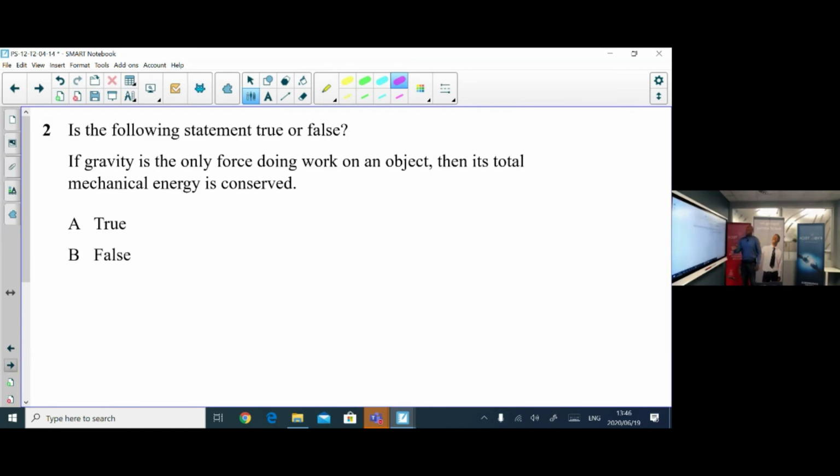Even this one, I will just try to move fast. Is the following statement true or false? If gravity is the only force doing work on an object, then total mechanical energy is conserved, of course, because there's only one force acting on the object. The answer there is going to be A again.